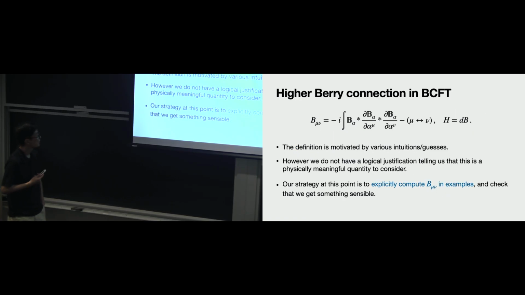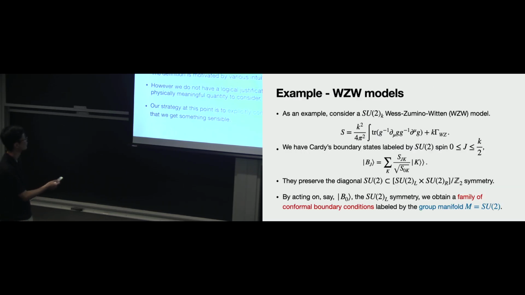So far, this definition was motivated by various intuitions, guesses, and so on. At this point, we do not know if whatever we have written down right now has any physical meaning or not. This could have been nothing. And what we are going to do is to try to explicitly compute this B mu nu in various examples, and check that we get something that looks sensible. And we'll see what we mean by that in actual examples.